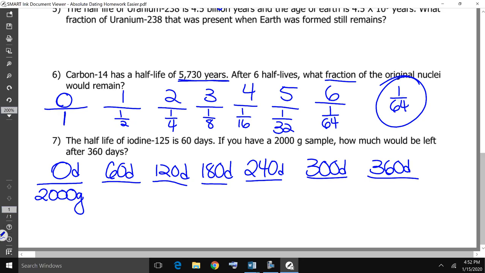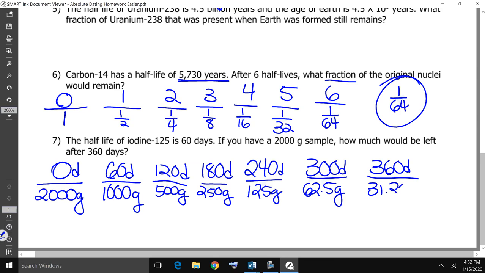Now on the bottom, I'm going to go straight across. 2,000 divided by 2 is 1,000. 1,000 divided by 2 is 500. 500 divided by 2 is 250. 250 divided by 2 is 125. 125 divided by 2 is 62.5. And 62.5 divided by 2 is 31.25 grams. So again, I arrived at the same answer.